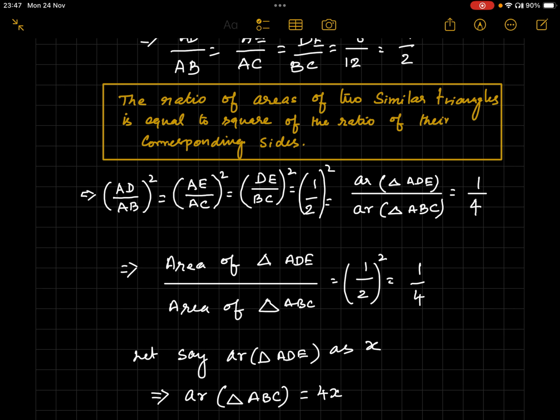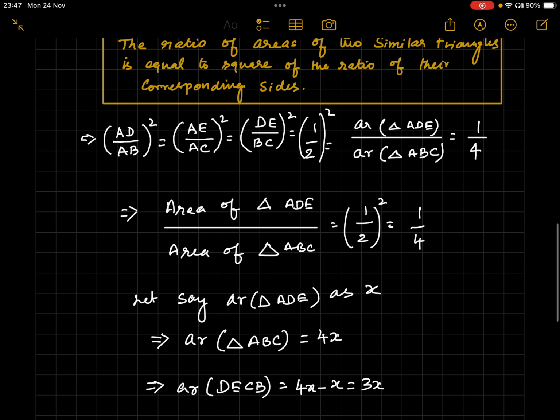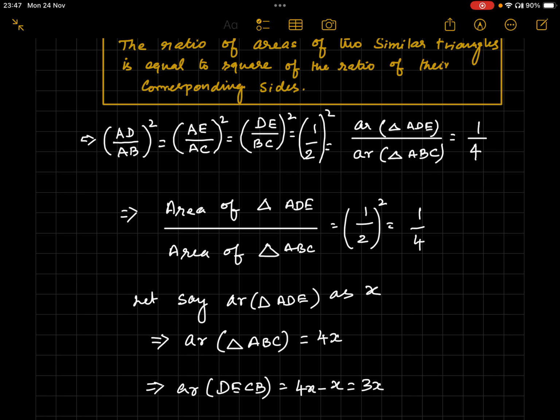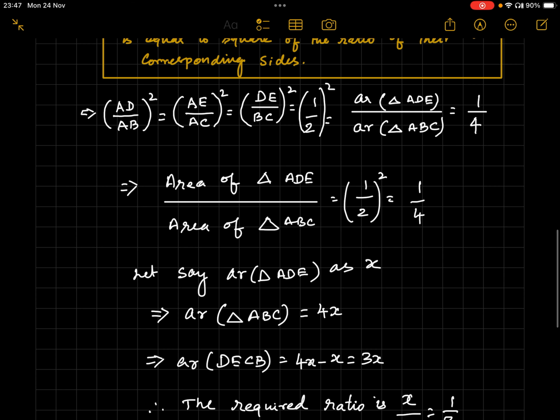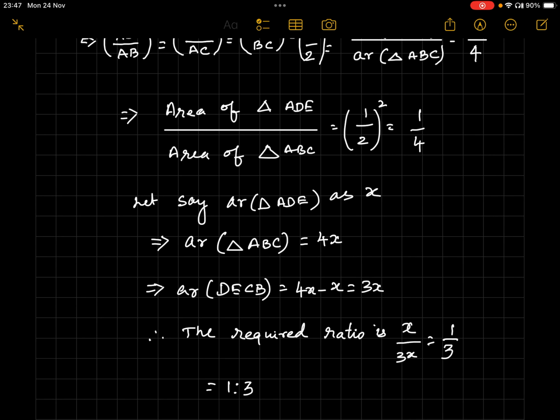For that, for the sake of simplicity of our calculation, let's assign x to the area of triangle ADE. Therefore, the area of triangle ABC becomes 4x. And what is the area of the trapezium? The area of triangle ABC minus the area of triangle ADE, which is 4x minus x, which is equal to 3x. Therefore, the required ratio is x by 3x, which is equal to 1 by 3, or 1:3.